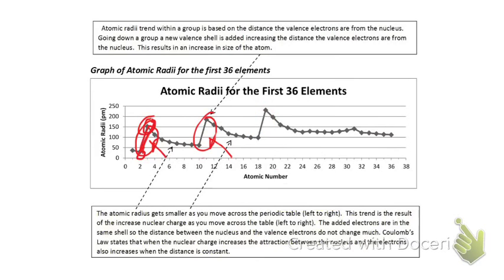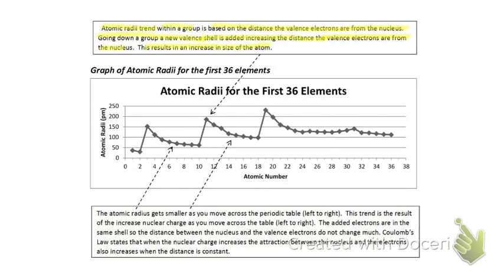So what we're seeing here is that as we move down a group, the size is increasing because we're adding more electron shells. And therefore, the valence electrons are at a further distance from the nucleus. All right? And so we're going to see this in the statement here. The atomic radii trend within a group is based on the distance the valence electrons are from the nucleus. Going down a group, a new valence shell is added, increasing the distance the valence electrons are from the nucleus. This results in an increase in the size of the atom.